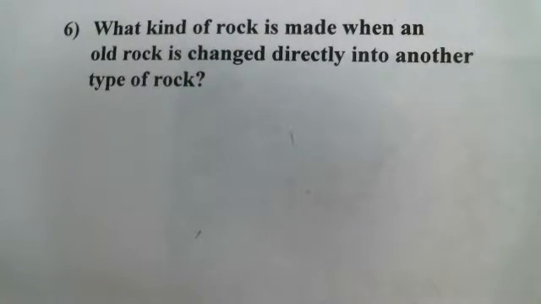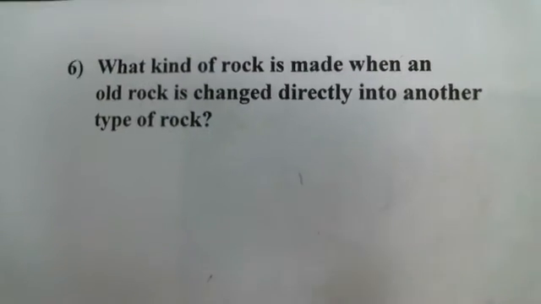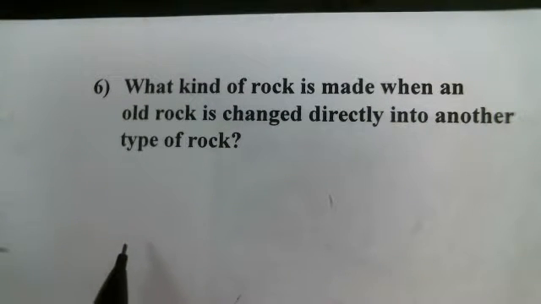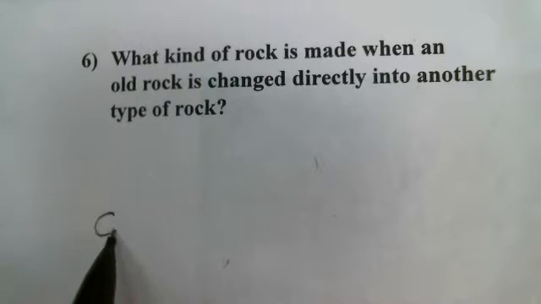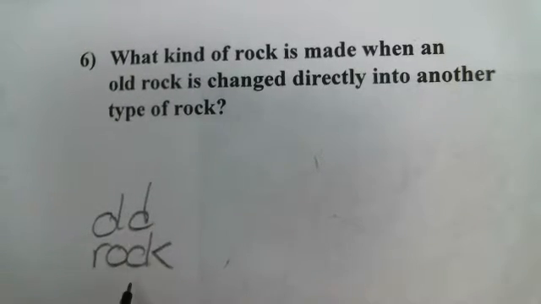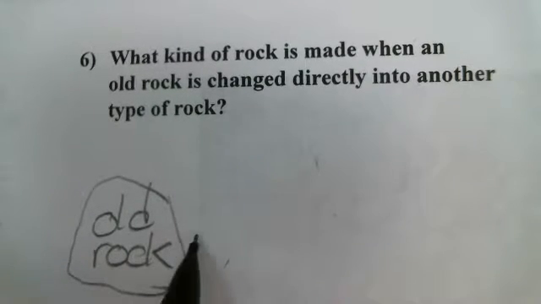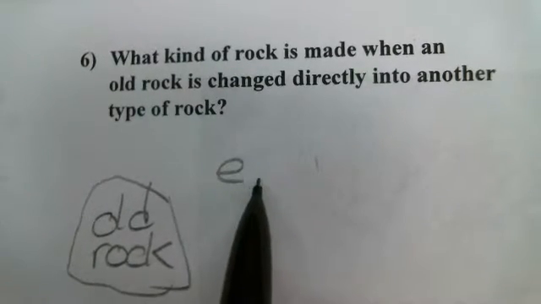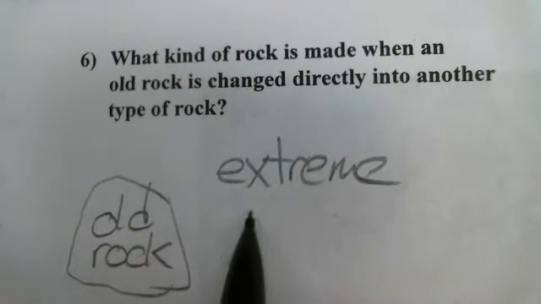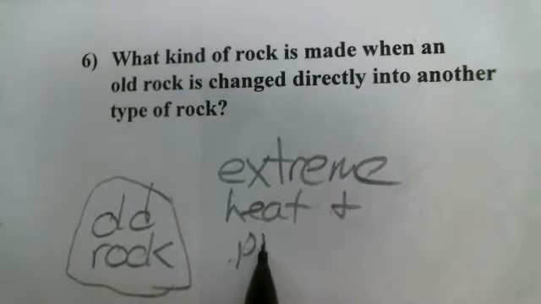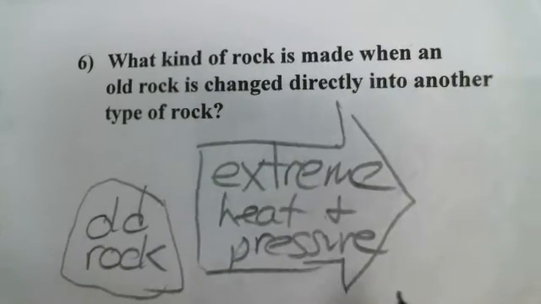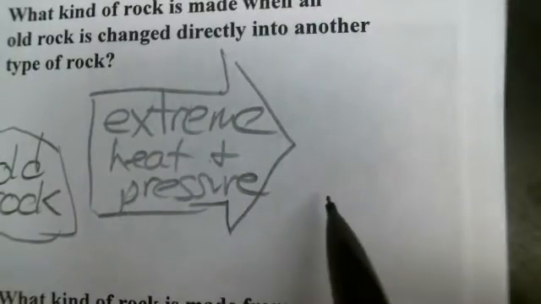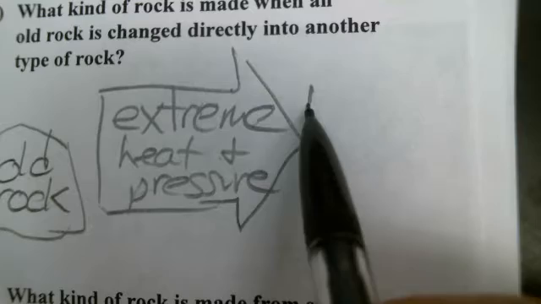Okay, number 6. What kind of rock is made when an old rock is changed directly into another kind of rock? So again, if you got question number 6 wrong, please draw this little diagram. We start off with some kind of old rock, and then we're going to have extreme heat and pressure. That's the process that we go through. And what we get from all of that is a new metamorphic rock.